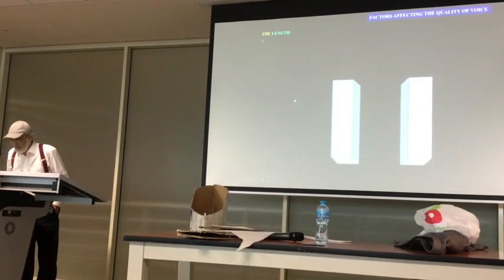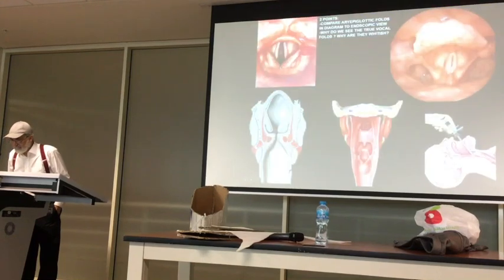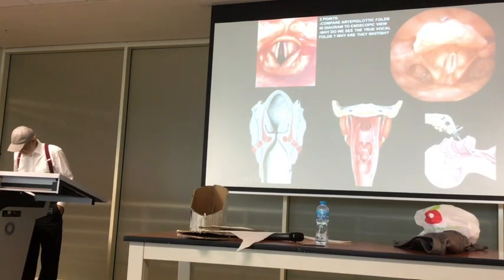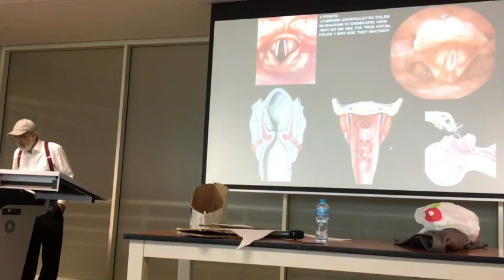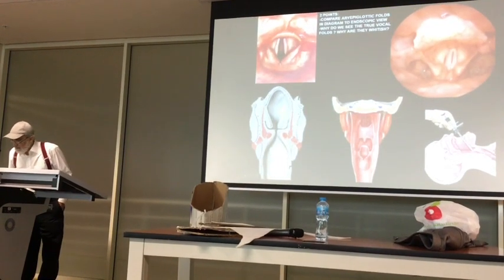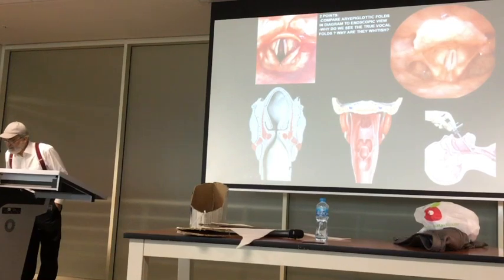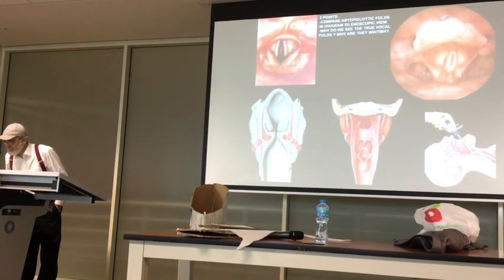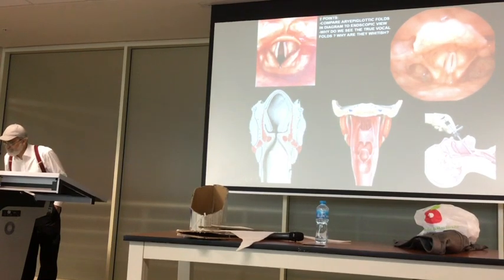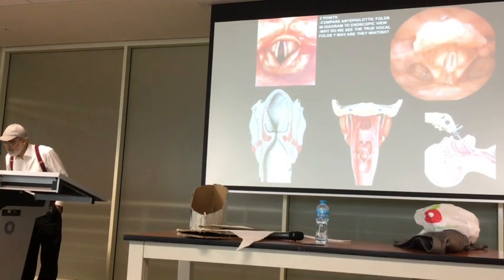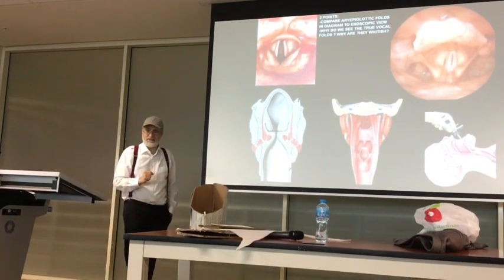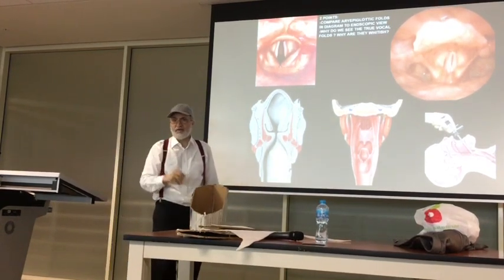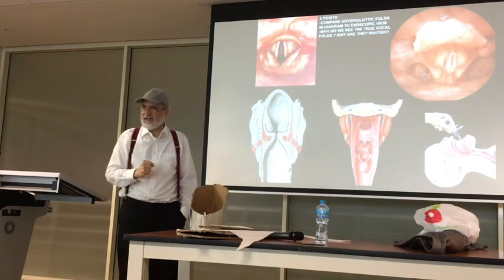Here are the cords when they hit each other. I can show you when they hit each other, but here we are looking, again, this is aryepiglottic fold, what's this? Arytenoid and this, epiglottis. What's this space? This space in the exam 100%. What's this space? We call it pyriform fossa. What do we call it?